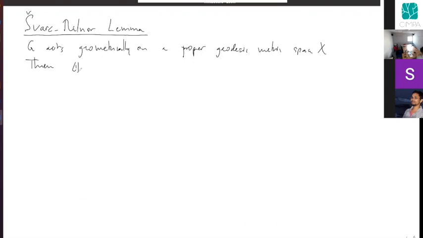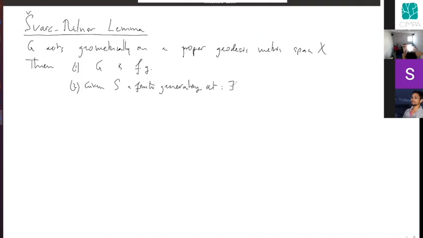First, G has to be finitely generated. And second, given a finite generating set S, we have the following property.